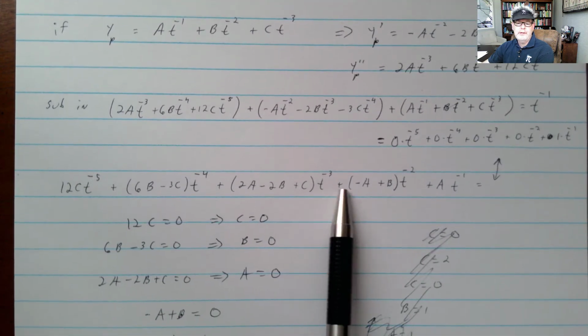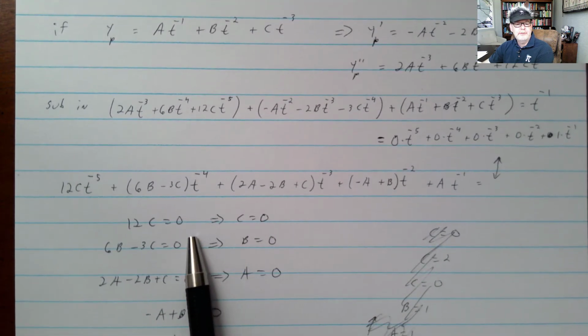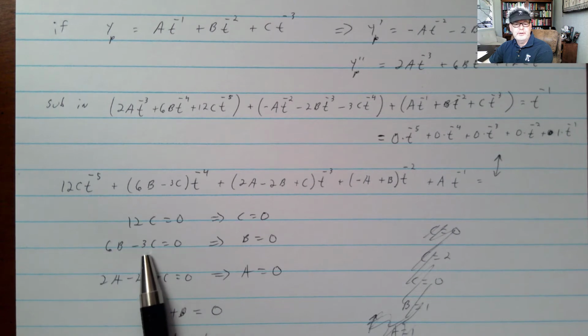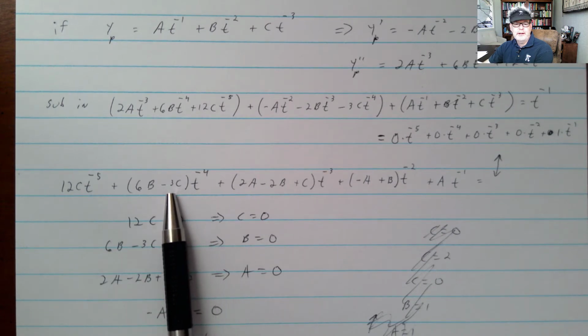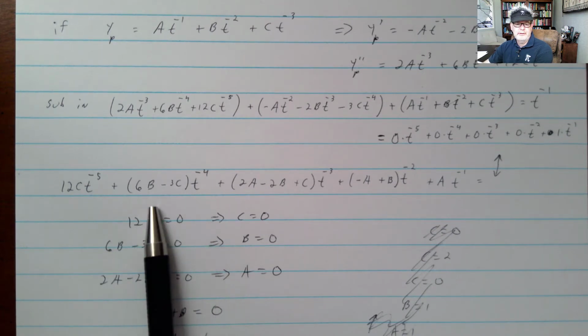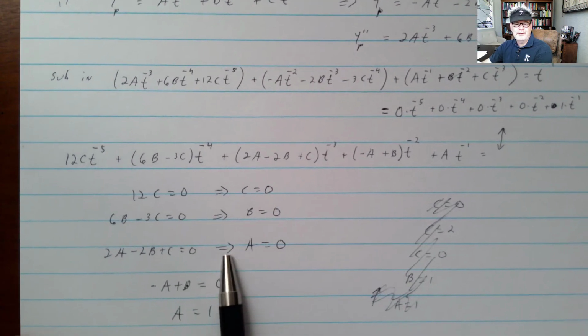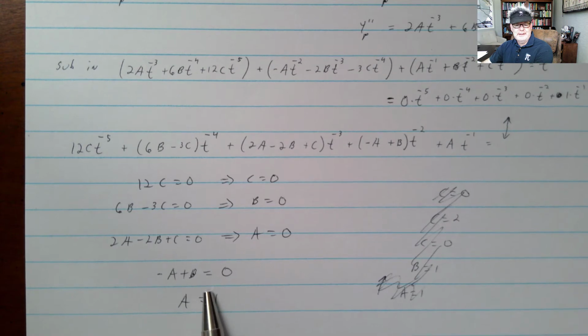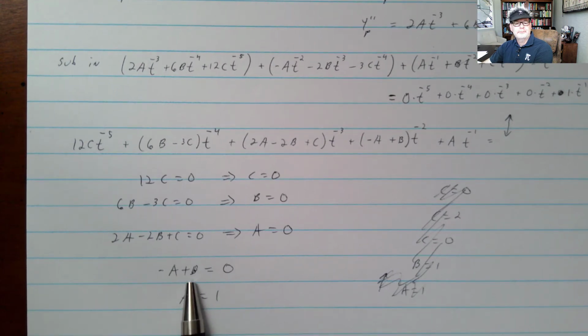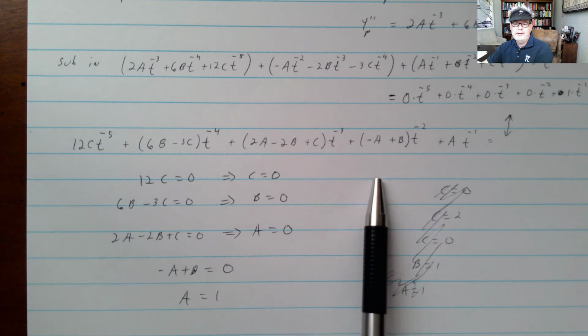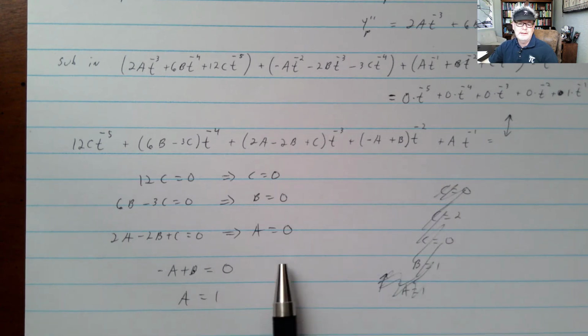Since there's no t to the negative 5th, I would get c is 0, and then once c is 0, well, there's no t to the negative 4, so b would have to be 0, so I get a 0 here, and then that would tell me a is 0, and so on, and then I get down to here. Well, I'll leave that one alone. But then the last equation, a has to be 1. So again, I've got coefficients that need to be two different values.